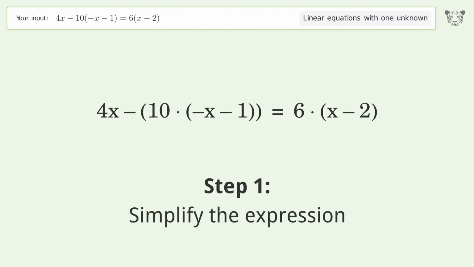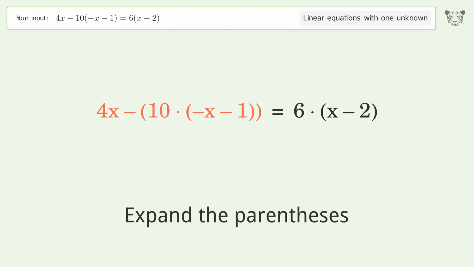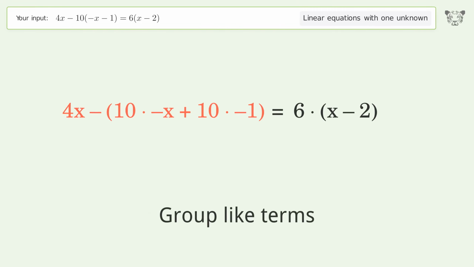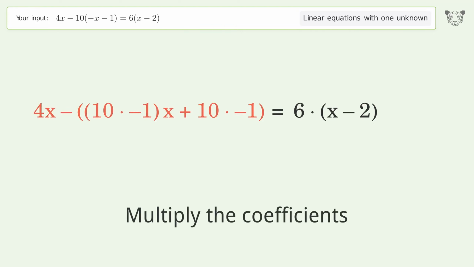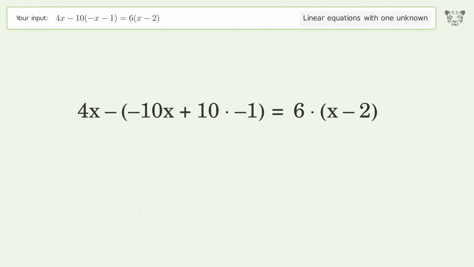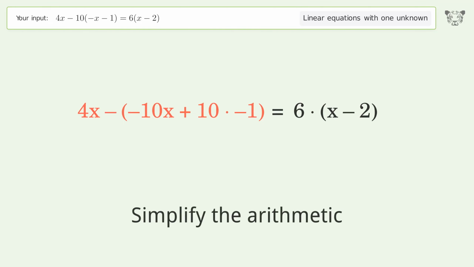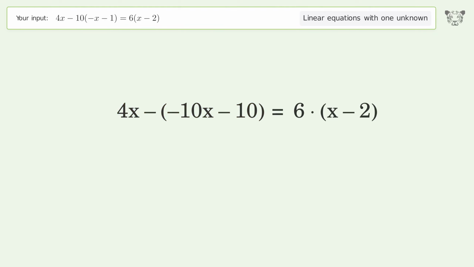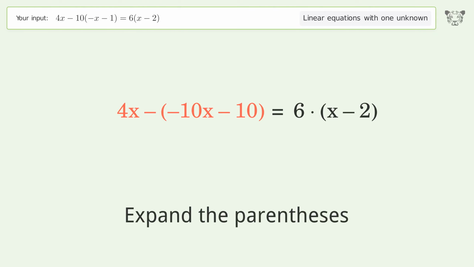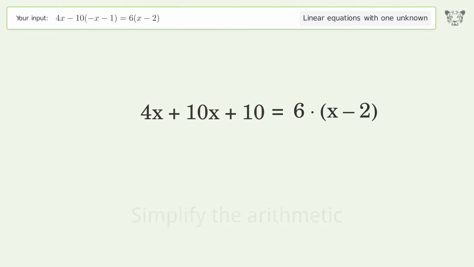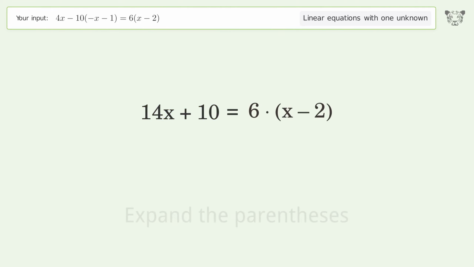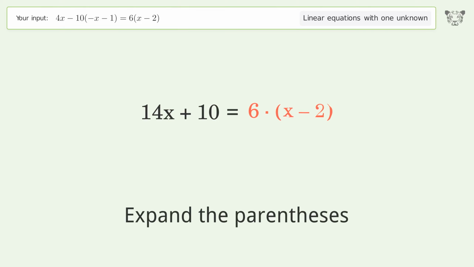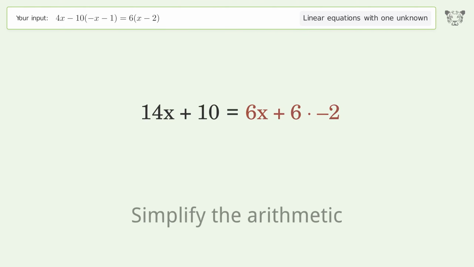Simplify the expression. Expand the parentheses. Group like terms. Multiply the coefficients. Simplify the arithmetic. Expand the parentheses. Simplify the arithmetic. Expand the parentheses. Simplify the arithmetic.